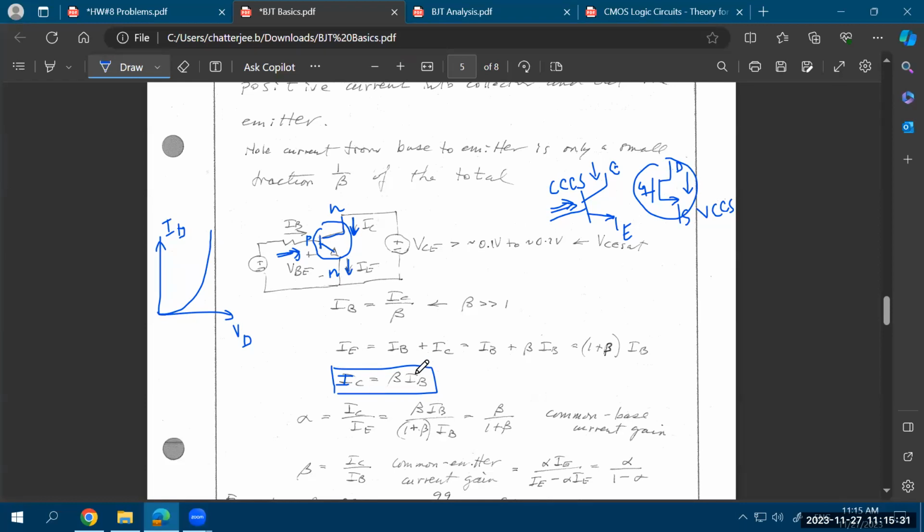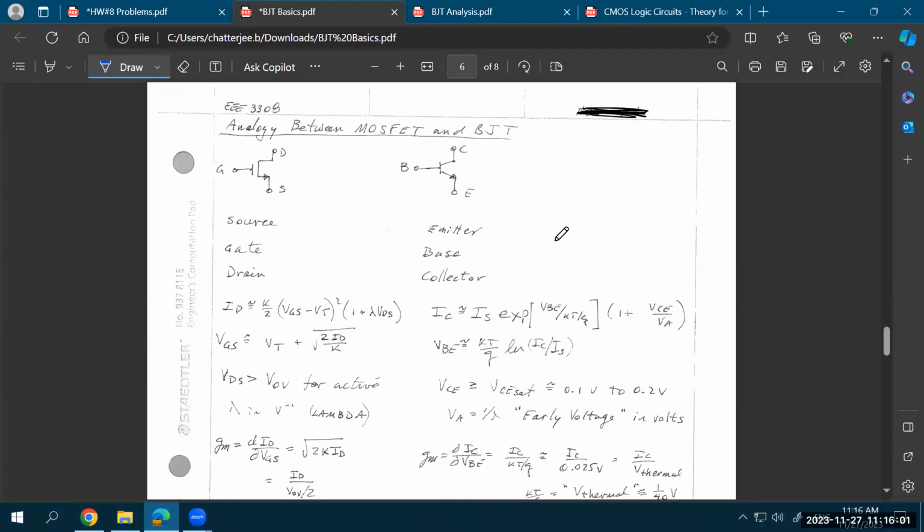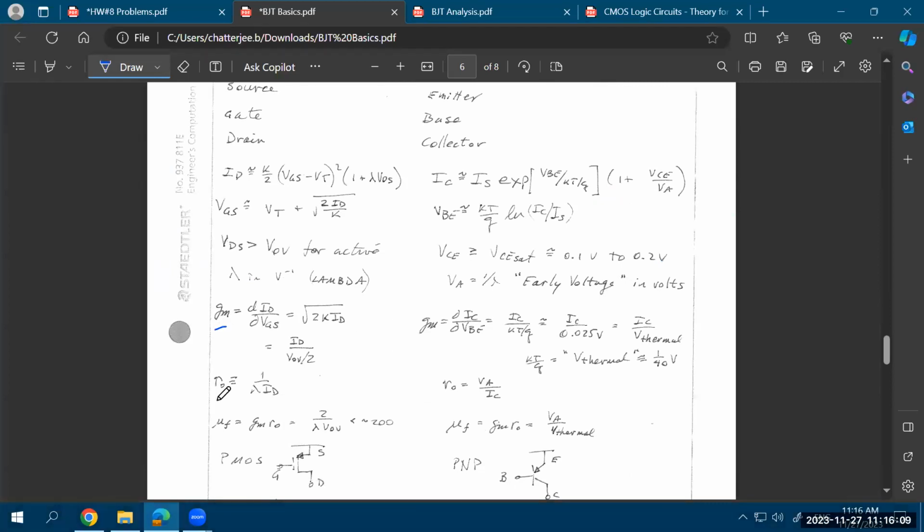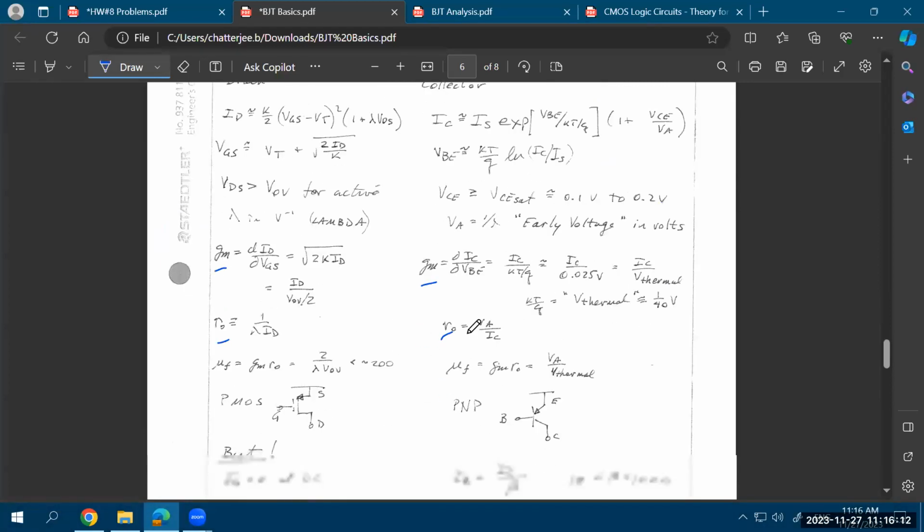For your MOSFET, the governing equation was that the drain current is gm times VGS. In this case, it's beta times IB. That's possibly the biggest difference that you'll see in the MOSFET versus the BJT. But the circuit looks very similar: you have a voltage applied between the base and emitter terminals, and a voltage applied between the collector and emitter terminals, just like you apply a VGS and a VDS for the MOSFET. The analogy between the MOSFET and BJT is provided here in terms of all the equations, and what the expected gm and ro should be.